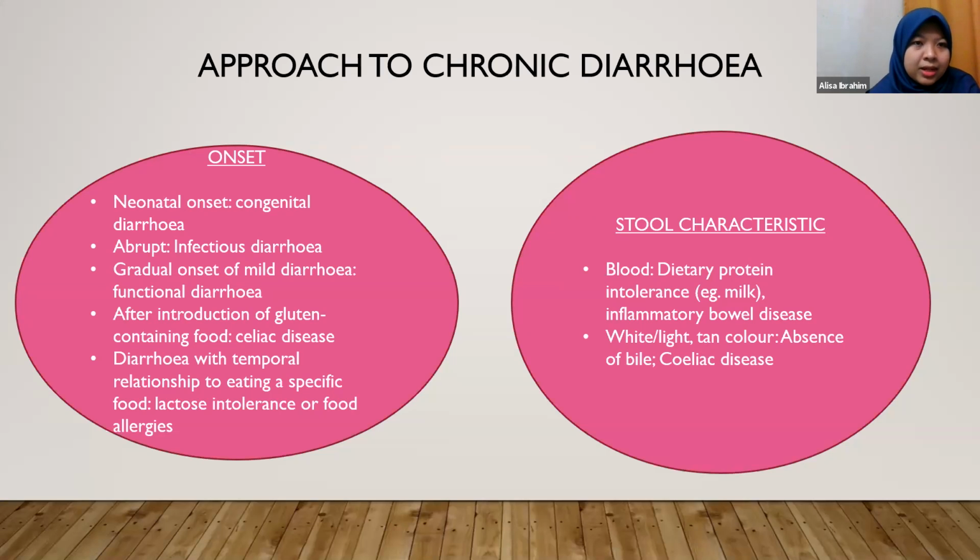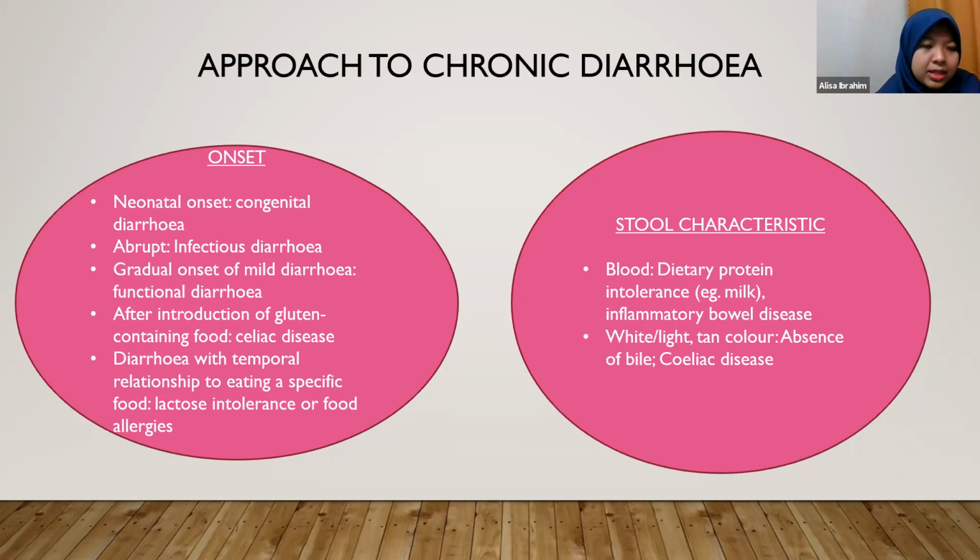Moving on to the second outline, approach to chronic diarrhea. First things first, we need to take the history. For the history of chronic diarrhea, we need to know about the onset of the diarrhea itself. Neonatal onset usually occurs due to congenital diarrhea. If the onset is abrupt, we can presume that it occurred due to infection. And for functional diarrhea, the onset is usually gradual.